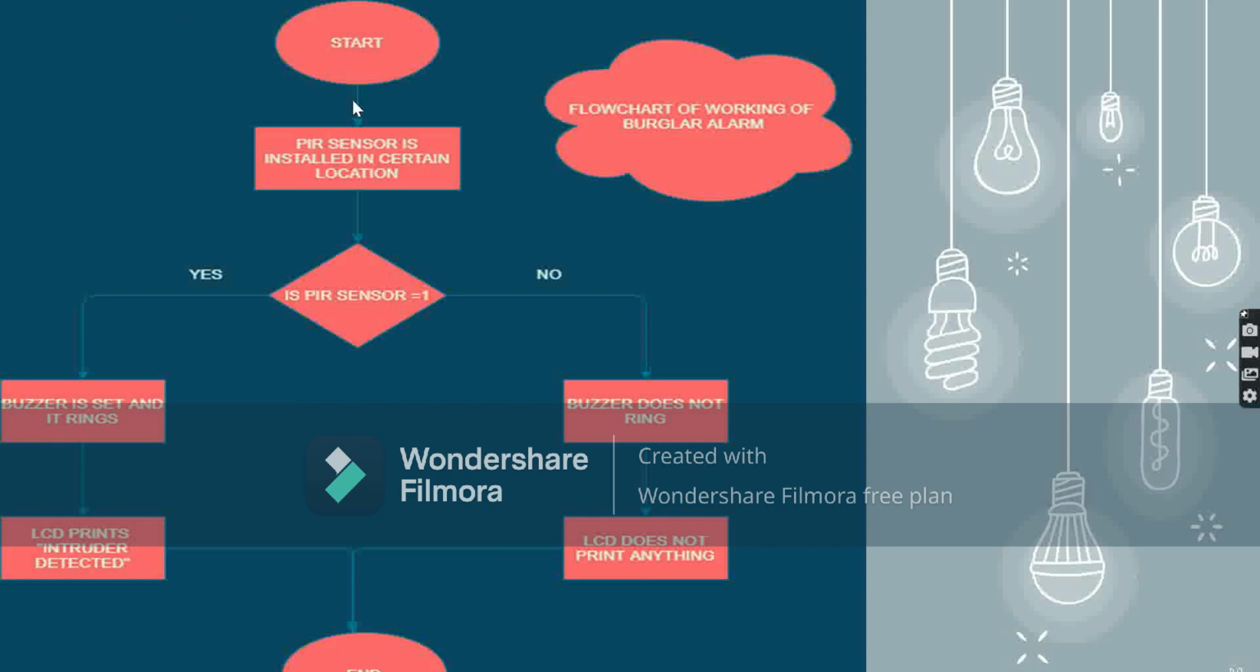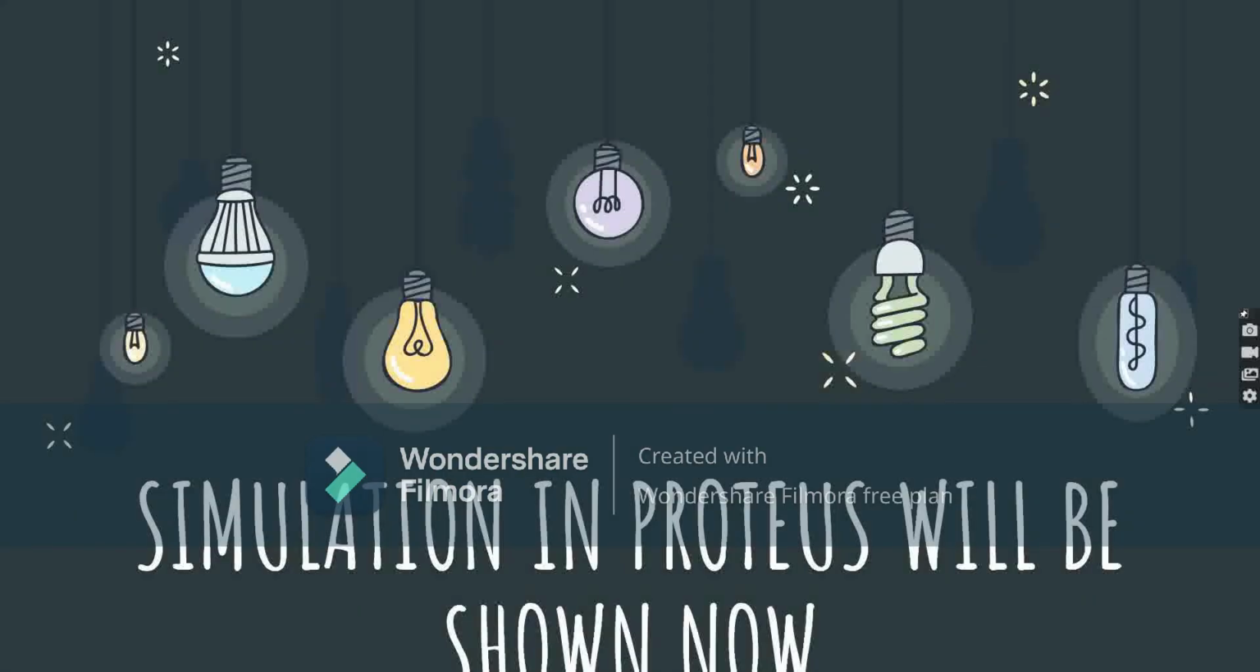First start, then the PIR sensor is installed in a certain location. If the PIR sensor is equal to 1, the buzzer is set and it rings, and the LCD prints intruder detected. When not, the buzzer does not ring and the LCD does not print anything. And then finally the program is ended. So the simulation in Proteus will be shown now.